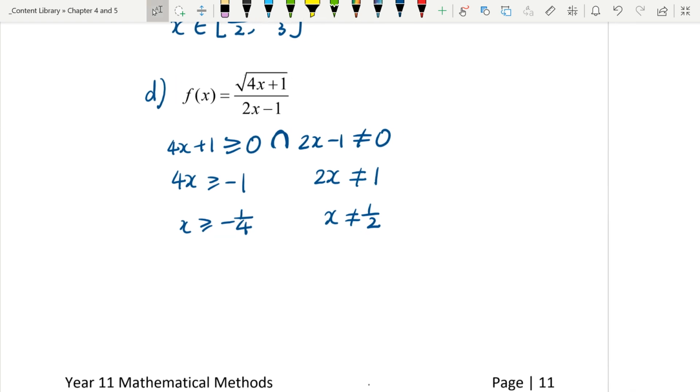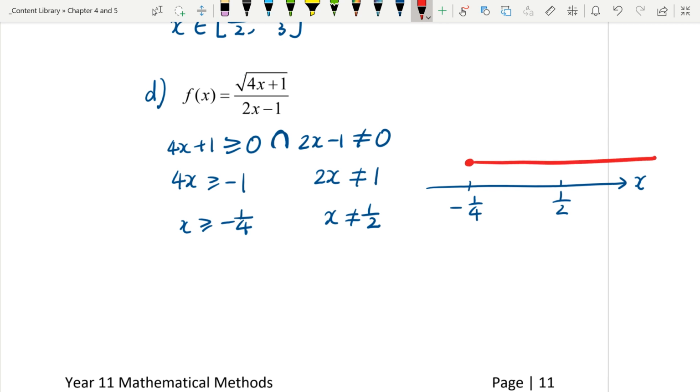Again, we want to put that on a number line to see it. So we have -1/4 and a half. You just need to get left and right correct. You don't need to worry about the scale. So x greater or equal to -1/4, so it's all the way here. And x is not equal to a half means we need to have an open circle here. I'm not going to take that value. This value is included in the set of -1/4 to infinity, so I don't want it. So that's an open circle there.